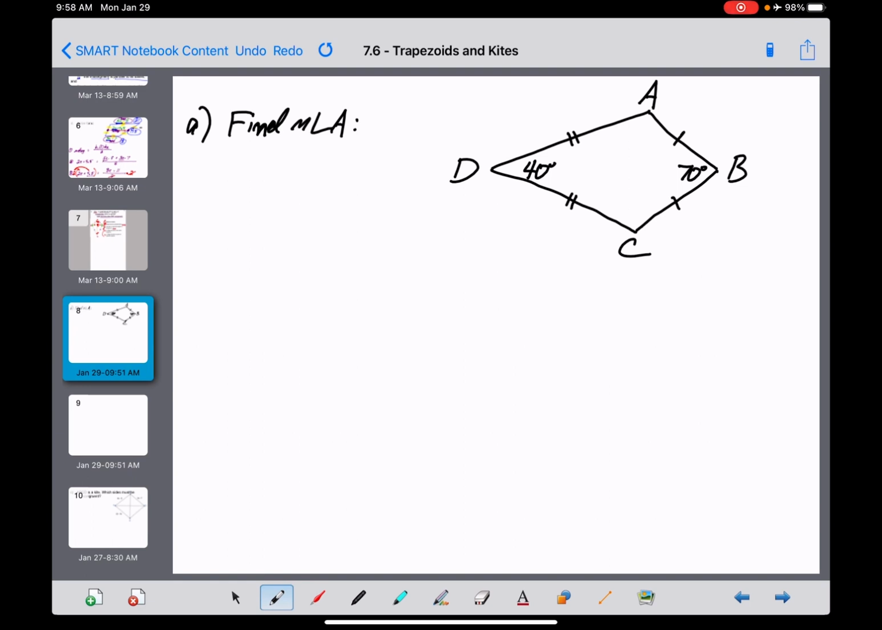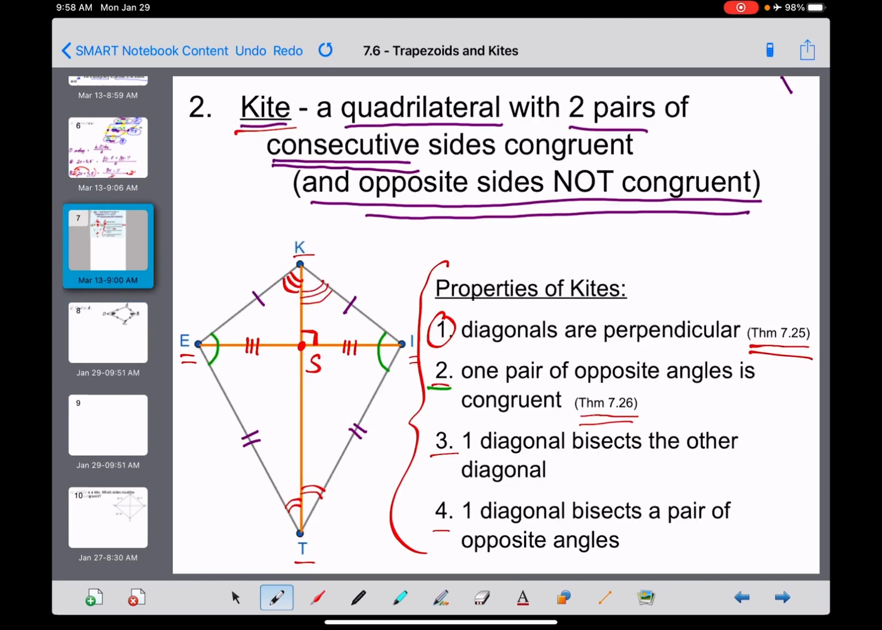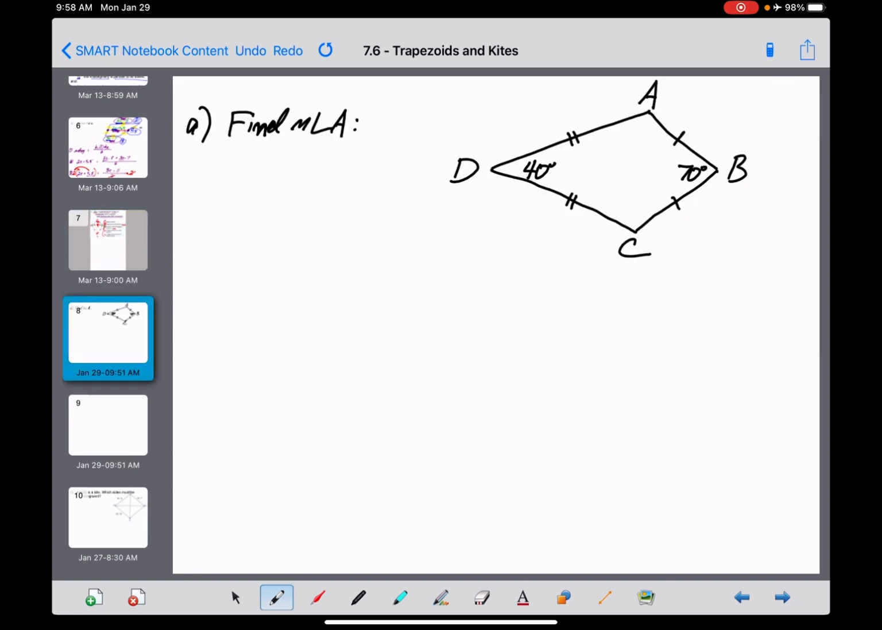Okay, so how are we going to do this problem right here? Well, what I want to do now is focus on the ideas of angles within a kite here, guys. So that's not going to have anything to do with property number 1 here, but it might have something to do with property 2, which deals with angles here. Yeah, let's run with that. One pair of opposite angles in a kite have to be congruent. So if we look at this figure, angle D and angle B are opposite angles.